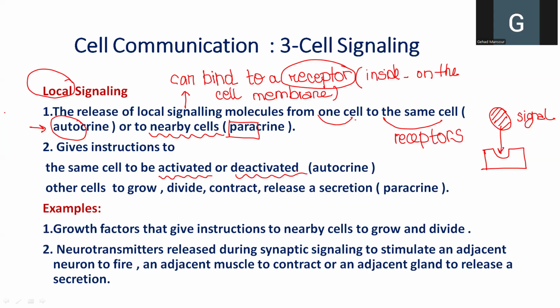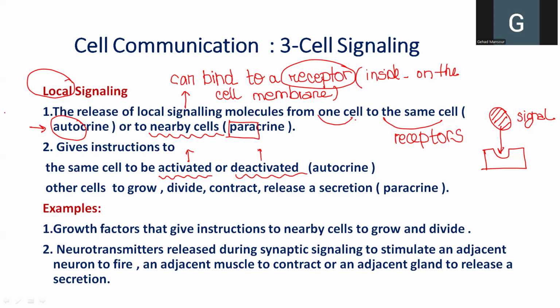Or it might induce other cells to grow in size, to divide, to contract if they are muscle cells, or to release a secretion. And this is what we call paracrine stimulation. But it might also activate or deactivate itself, just like it can activate or deactivate other cells as well. Those are the important functions of signaling molecules, or the important effects of signaling molecules and the domain where they act. Examples include growth factors.